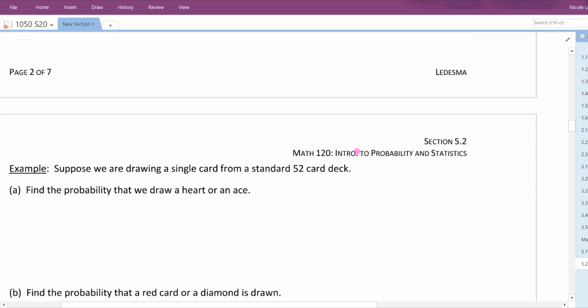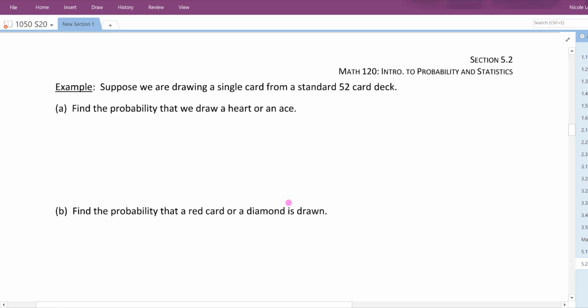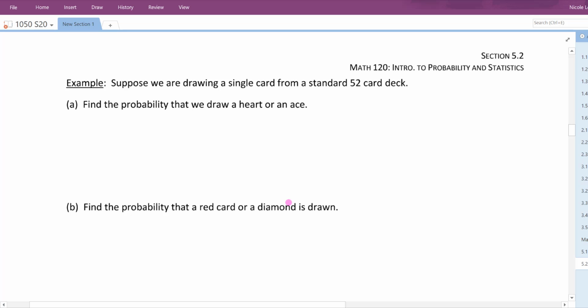Let's go to the next page. Similar experiment here: we're still drawing a single card from a standard 52 card deck. Part A is actually the one that we said we couldn't do at the time, but now that we have the general addition rule, we'll be able to find this probability. We want to find the probability that we draw a heart or an ace.